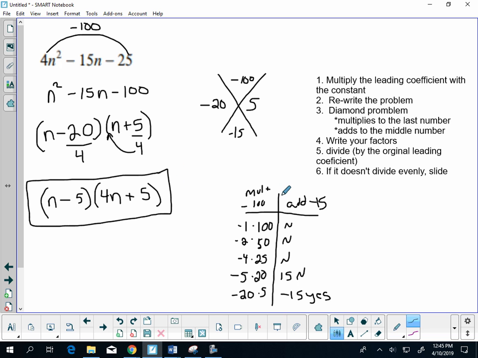And again, if I ever wanted to check my work, all I would have to do is FOIL that out and end up with 4n squared minus 15n minus 25.